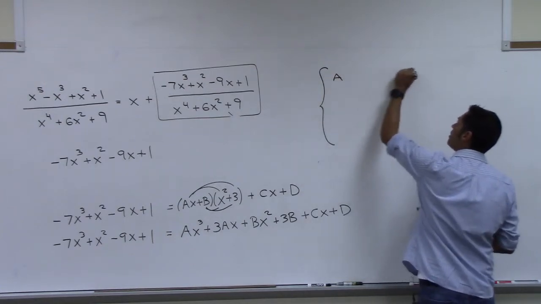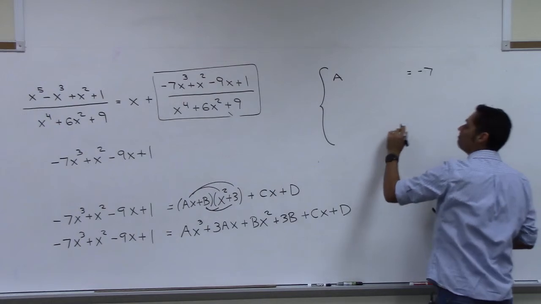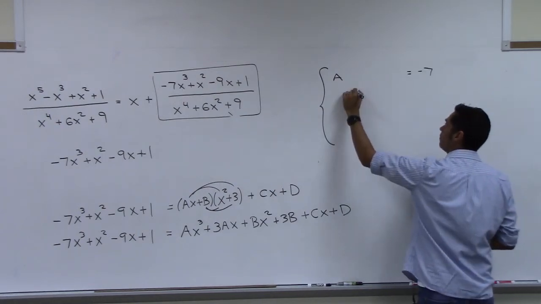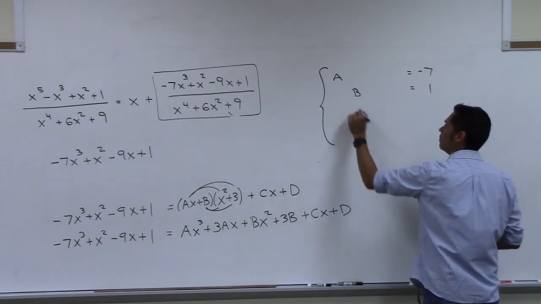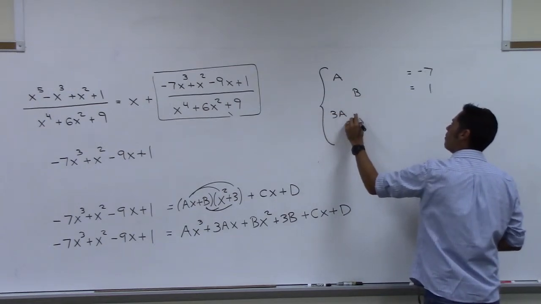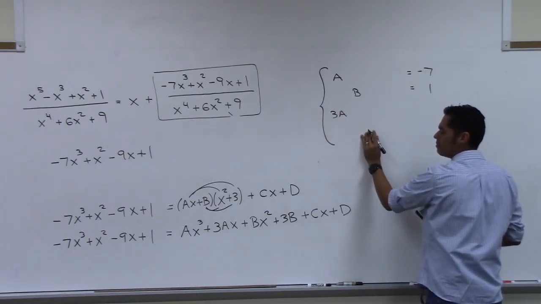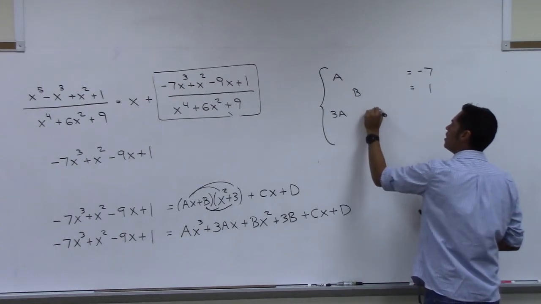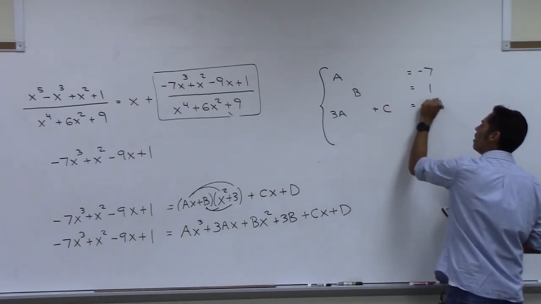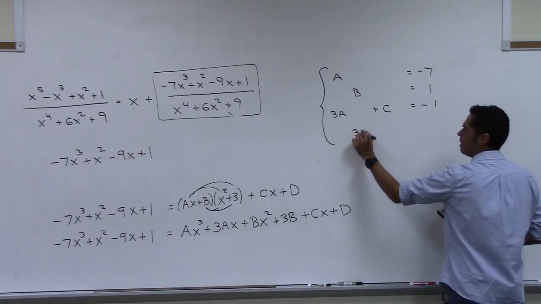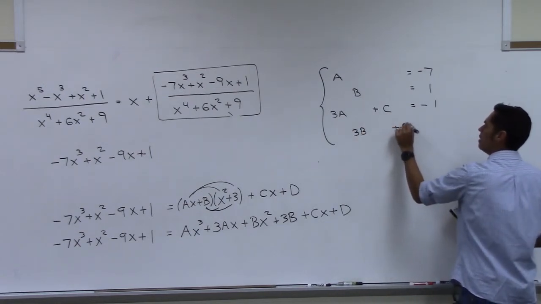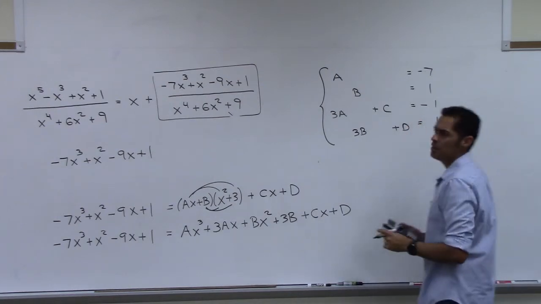A equals -7. Okay. B equals 1. 3A plus C equals -1. Okay, yep. And then was it 3B plus D is 1? Okay, so those are your equations.